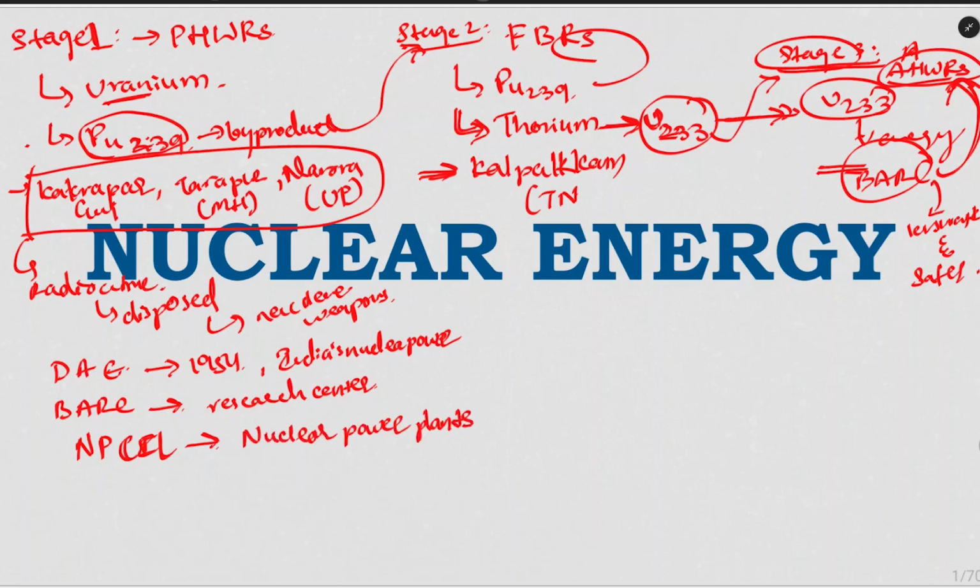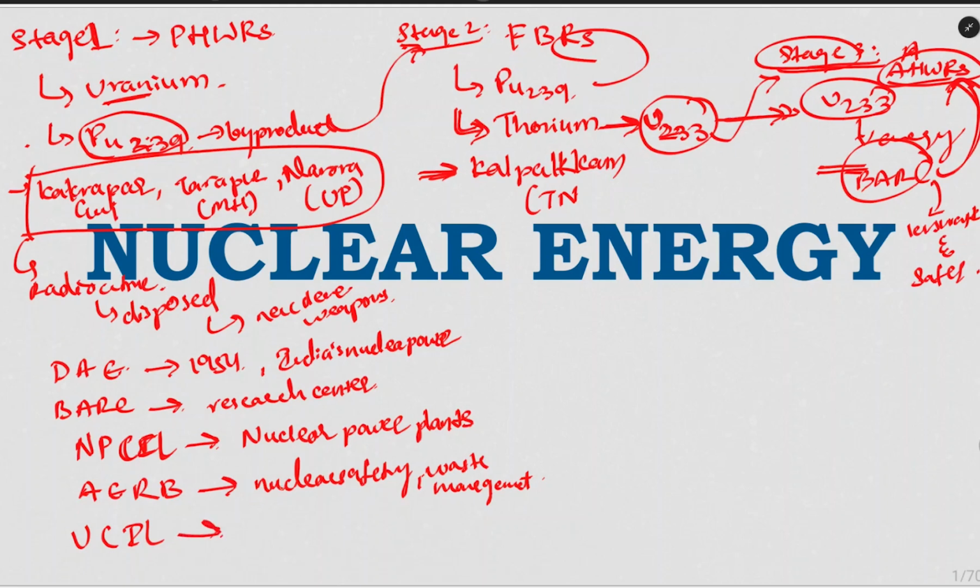Just remember this much, it is sufficient for the exam. Don't go into details of these organizations. Next, Atomic Energy Regulatory Board, which regulates the nuclear safety and radiation protection and also waste management like radioactive metals. Next is Uranium Corporation of India Limited. It manages the uranium mining and the processing in India. Next is Indira Gandhi Center for Atomic Research. This organization develops the fast breeder reactors technology. This was asked in previous exam of UPSC Prelims.